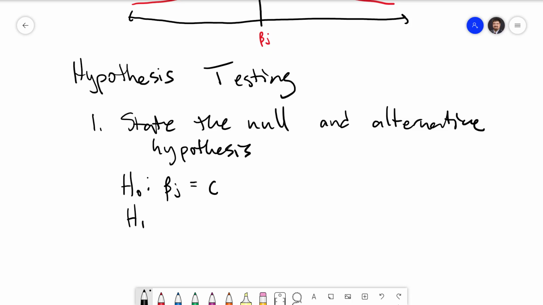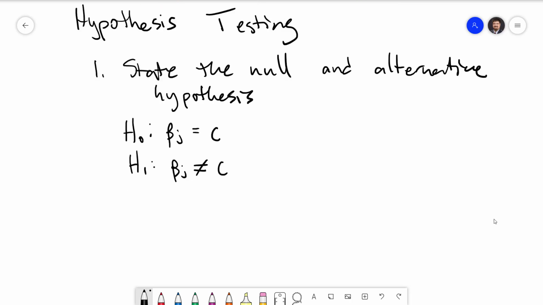The alternative hypothesis is denoted H1, and that is simply that the null hypothesis is not true. So beta j does not equal c. The null hypothesis is the position that we are trying to test using the hypothesis test. Ultimately, what we're going to try to do with the hypothesis test is determine whether the evidence that we have is strong enough to throw out that initial null hypothesis or not. The next step is to calculate a test statistic.